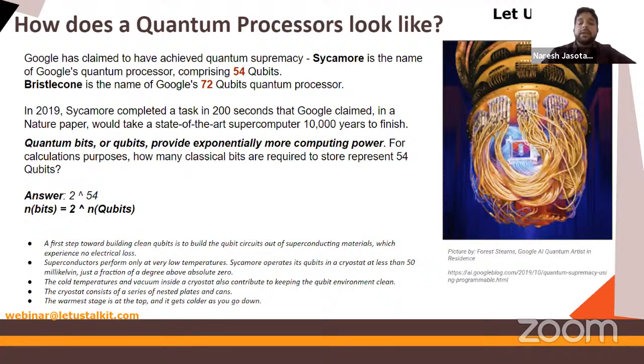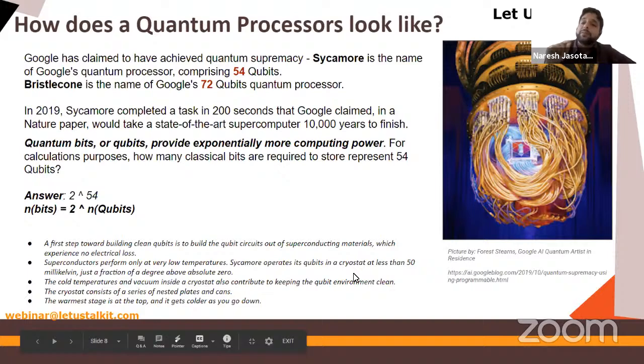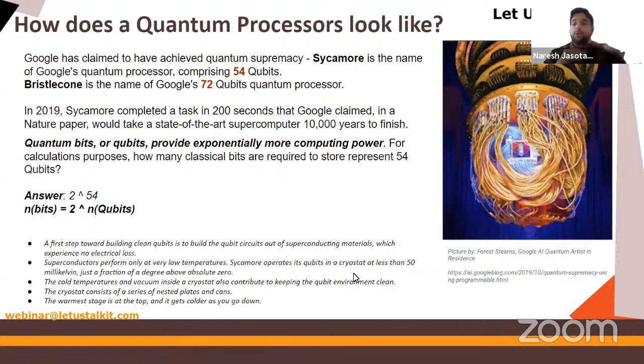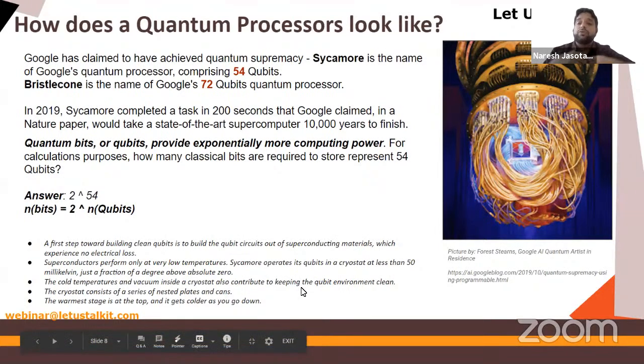By using temperatures less than 50 millikelvin, near absolute zero. I'm not talking about 0 Fahrenheit or 0 degrees Celsius. I'm talking about absolute zero, at which all the atoms are in a rest state. There is no movement at all. The cold temperatures and the vacuum are created inside the cryostat, which helps to create a qubit environment.